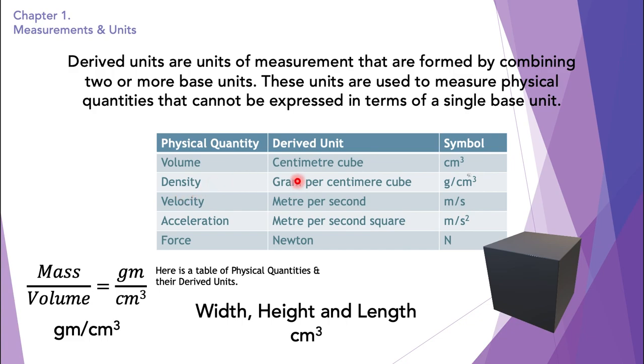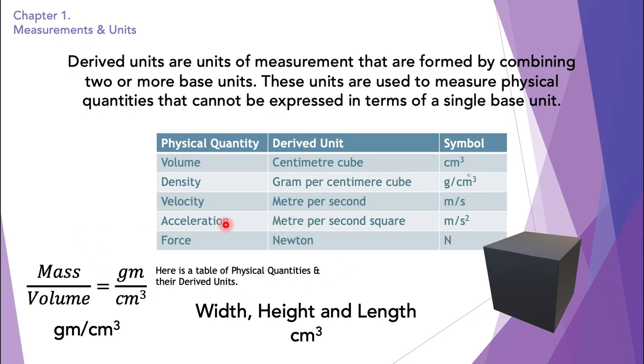Then we have density, which has a derived unit gram per centimeter cube, symbol g/cm cube. Now this derived unit is made up of one derived unit and a base unit. Grams is a base unit of mass, but centimeter cube is a derived unit of volume. So for example, if I want to find the density of this cube over here, I would divide the mass of this cube by the volume of this cube to find the density. So basically what I'm doing is dividing grams by centimeter cube, and so I get a derived unit which is gram per centimeter cube. So this was density.